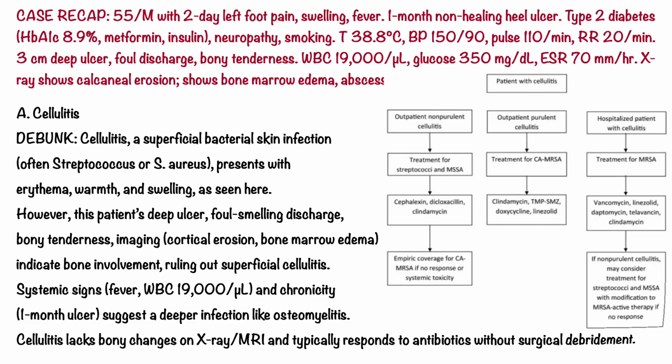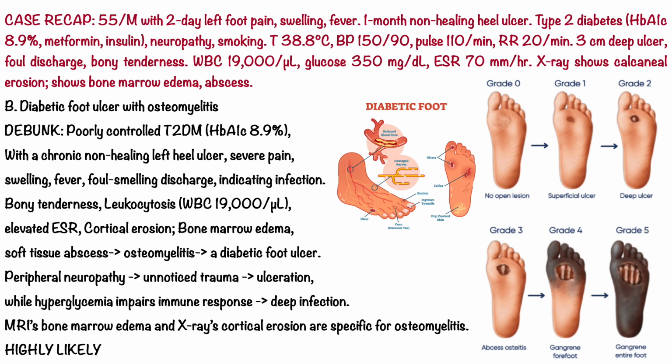And then the next option we have is diabetic foot ulcer with osteomyelitis. So let's debunk it. It usually occurs due to poorly controlled type 2 diabetes mellitus, as in this case, where HbA1c level is 8.9%, with a chronic non-healing left heel ulcer, severe pain, swelling, fever, and foul smelling discharge, indicating infection. There is also bony tenderness, leukocytosis, elevated ESR, and also cortical erosion, bone marrow edema, and soft tissue abscess, which indicates that there is osteomyelitis and also a diabetic foot ulcer.